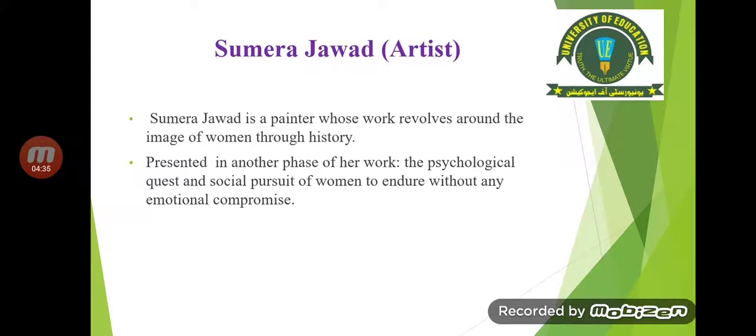Sumaira Jawad. Sumaira Jawad is a Pakistani painter whose work revolves around the image of woman through history. Presented in another phase of her work, the psychological quest and social pursuit of woman to endure without any emotional compromise.